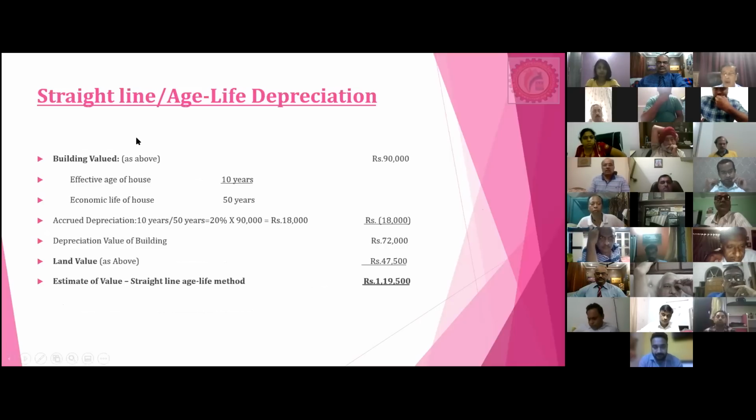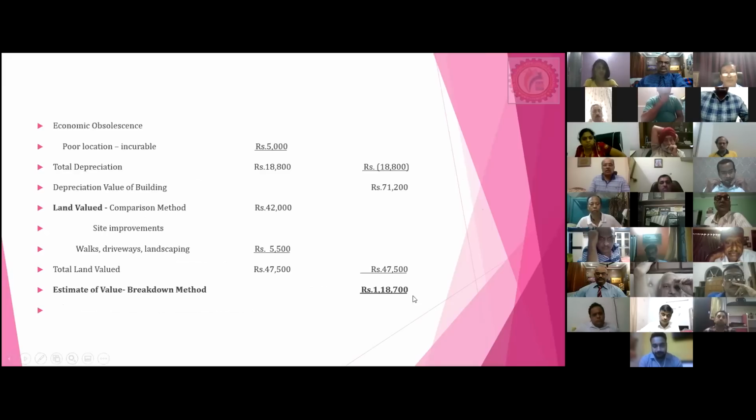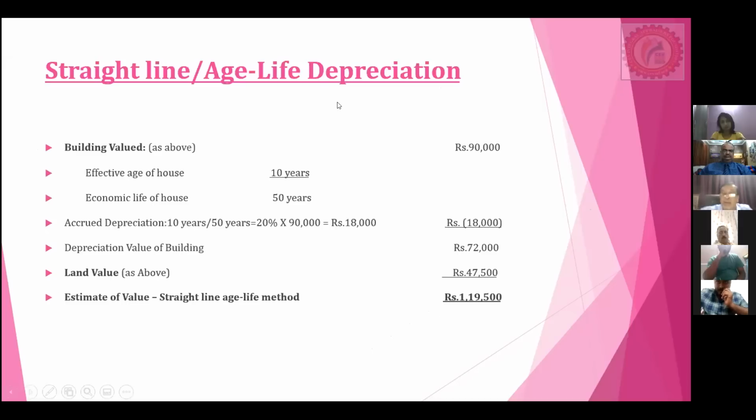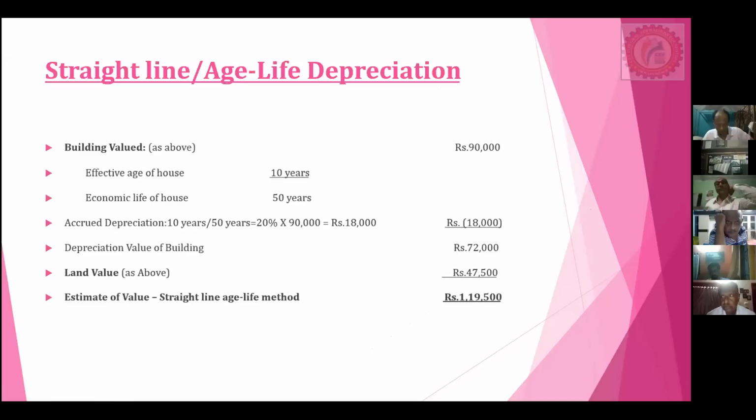Economic life. See, after arriving at this value, what I have done is I have compared the depreciation value by another method, that is the straight line or age life method. That is why, before deciding the market extraction or the market derived depreciation, we have to calculate the actual depreciation by some other method also. Here you just see, building value is 90,000, effective age is 10 years, economic life is 50 years, 10 years divided by 50, that is 20%, 18,000. 18,000 is the depreciation. Now the depreciated value of the building is 72,000 rupees.